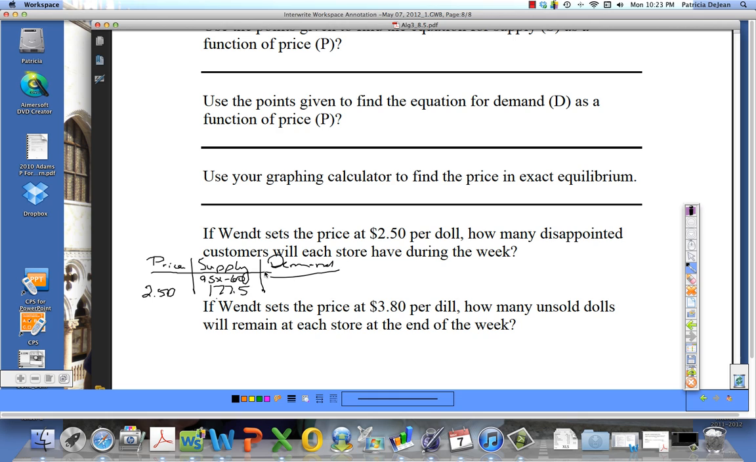Okay, and demand at 250, and again we're working with the equation negative 130x plus 660. So you put in the negative 130 times 250 plus 660, and the demand is 335. Okay, we only have 177 and a half. So you figure out 335 minus 177.5.